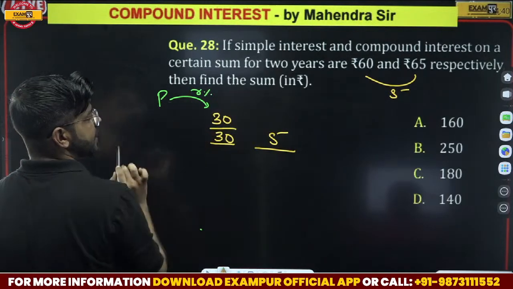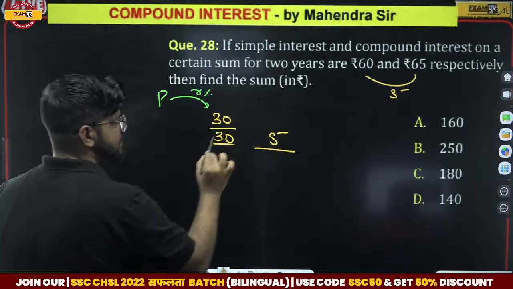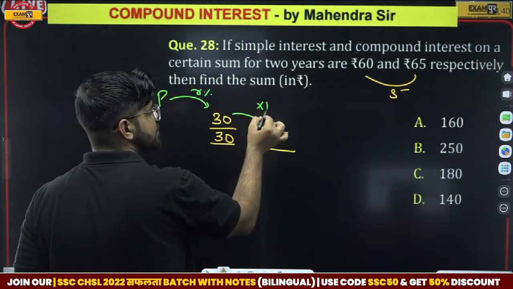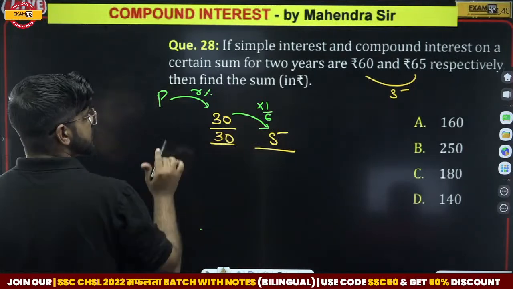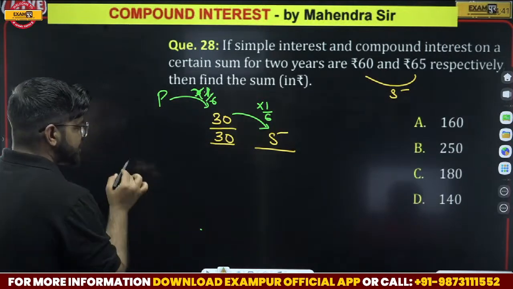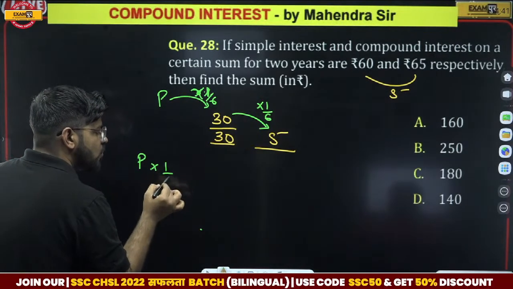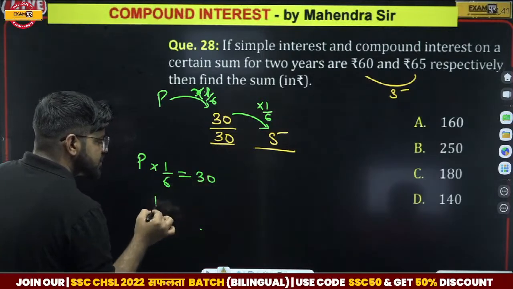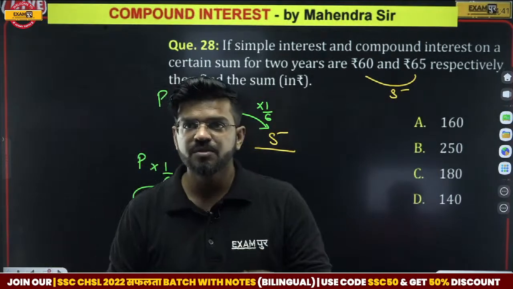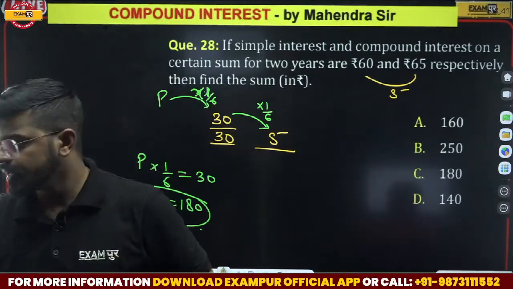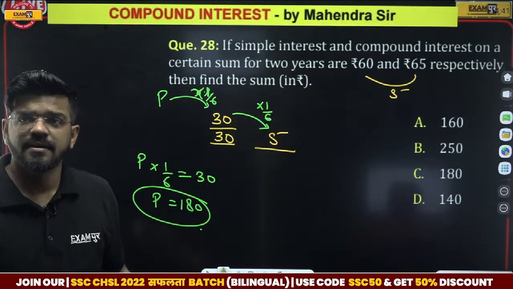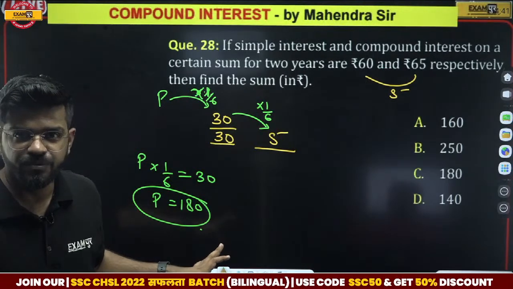After giving R%, we will get this. So how do we get 30? We get 30 by multiplying by 1 by 6. That means P into 1 by 6 is equal to 30, so P is equal to 180. Yes or no? I'm not getting the answer. Did you get that? Clear to all of you?